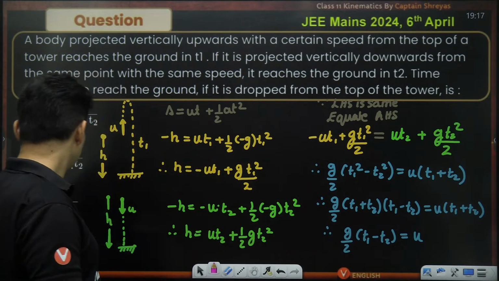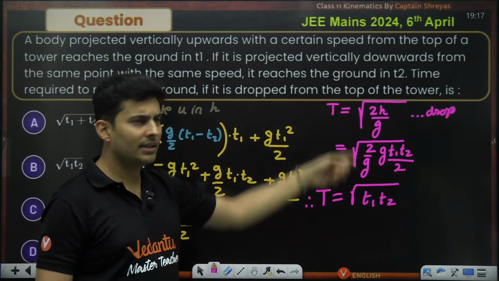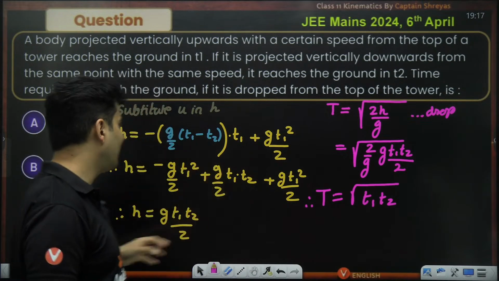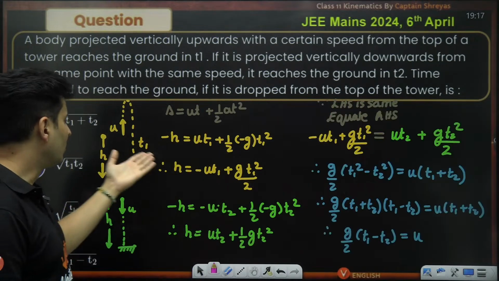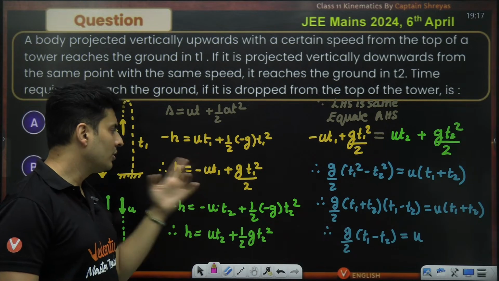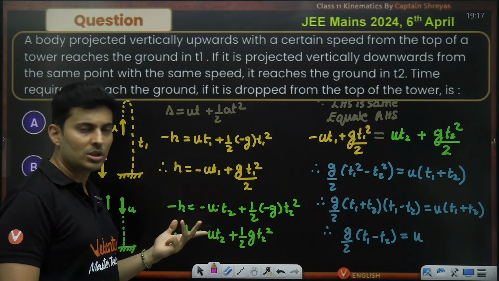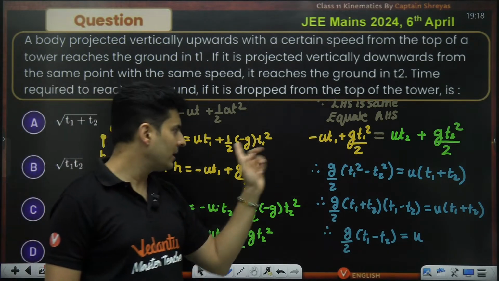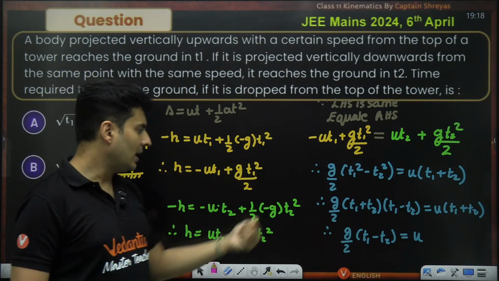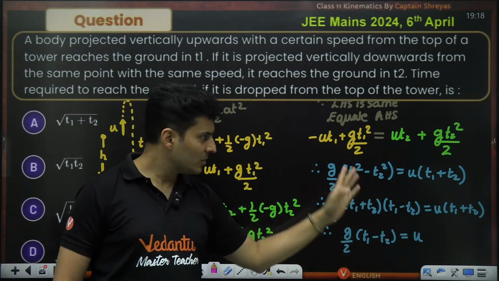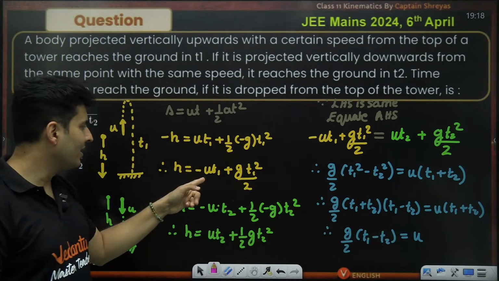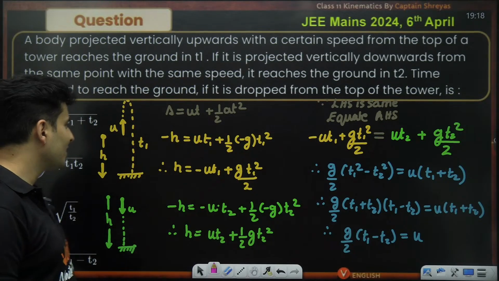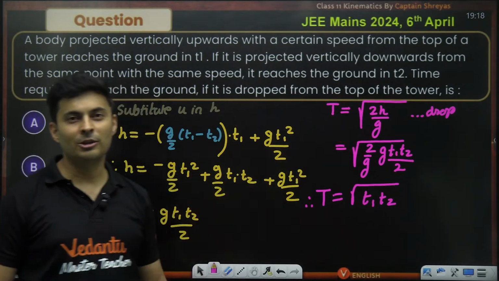Oh, I need the height to find the time when I drop it. But how do I find height? Height is not even given. Okay, I don't even know u. U is not given in the question. So I need to eliminate u. So solving these two equations by equating h, I got the value of u. Used mathematics. U, I took it over here. So from that I got h. So once I got h, I substituted.